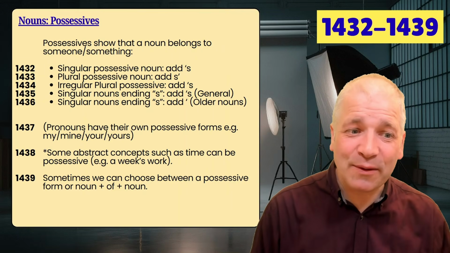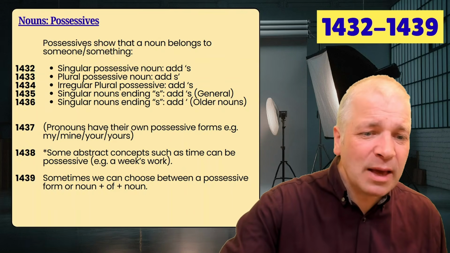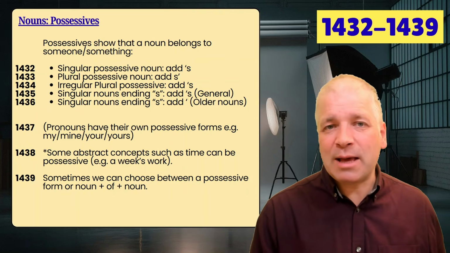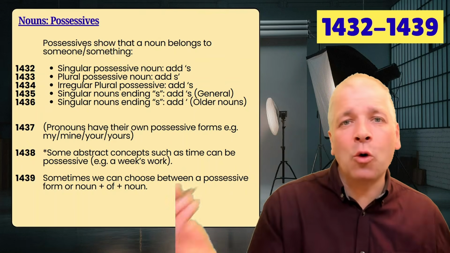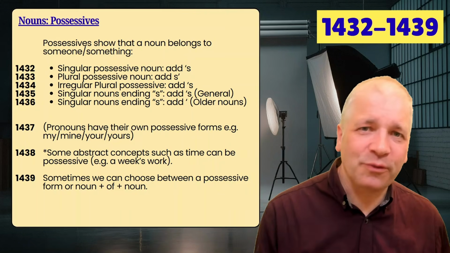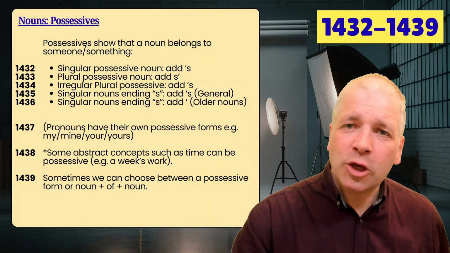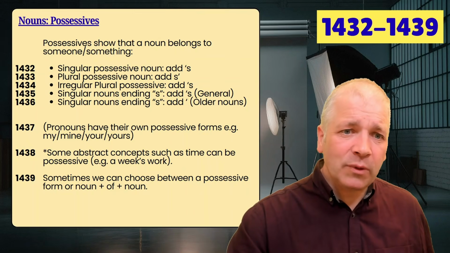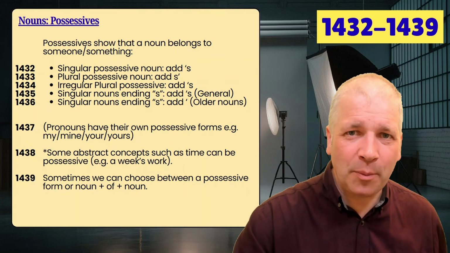Now on to possessives. Possessives show that a noun belongs to someone or something. For a singular possessive noun, add apostrophe s, but for a plural possessive noun, add s apostrophe. So if I say Rupert's pen, it's apostrophe s. But if the pen belonged to a whole group, you'd say the groups' pen, the group, and then s apostrophe to show that it is plural. Now, irregular plurals, you add apostrophe s to as well. So, for example, people. You wouldn't do s apostrophe, it would be people's, apostrophe s.